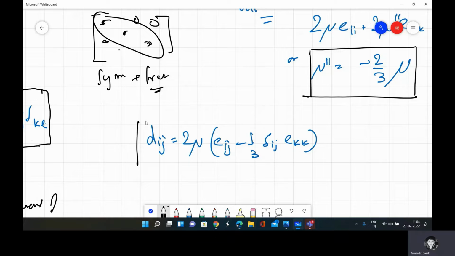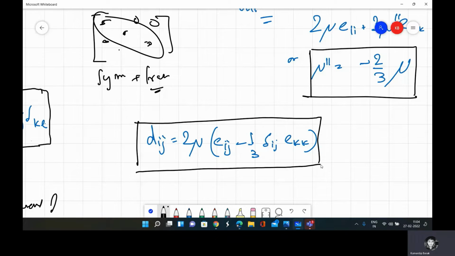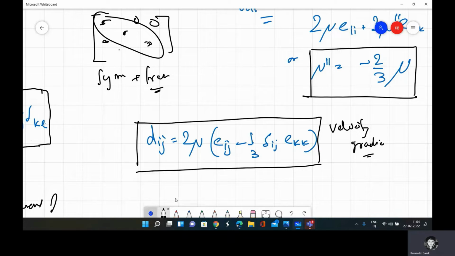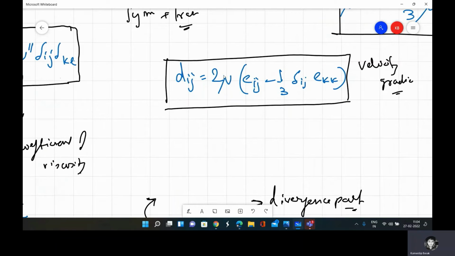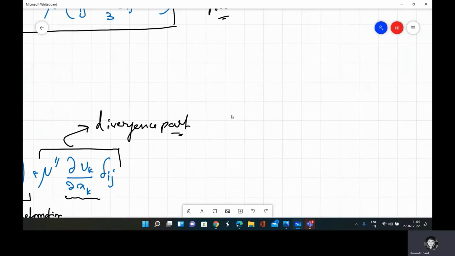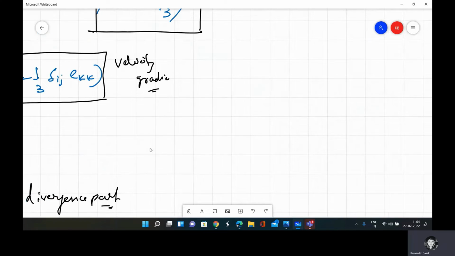This is the most simplified expression of the deviatoric shear stress path in terms of the local velocity gradient, eij and ekk. Ekk is the divergence part. So therefore, what we can write about our further expression, that is the stress tensor sigma ij.